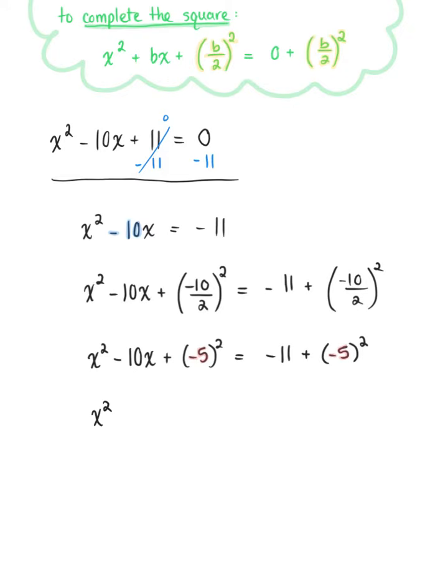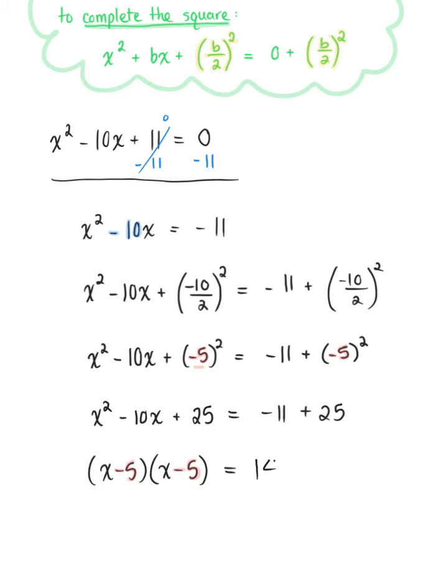So simplifying a little bit further, we have x squared minus 10x plus 25 is equal to negative 11 plus negative 5 squared, which is 25. So notice on the left-hand side here, what we've done is produce the square of a binomial. We can rewrite this in its factored form as x minus 5 times x minus 5. So see how that negative 5 came back in? And this is all equal to negative 11 plus 25, which leaves us with 14.